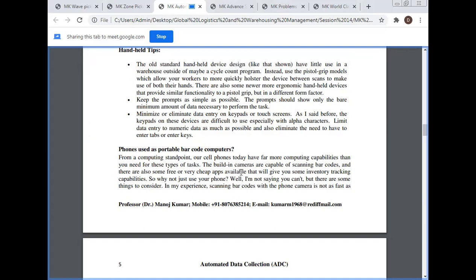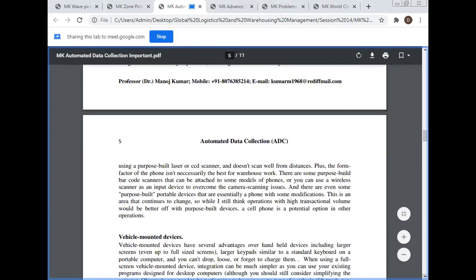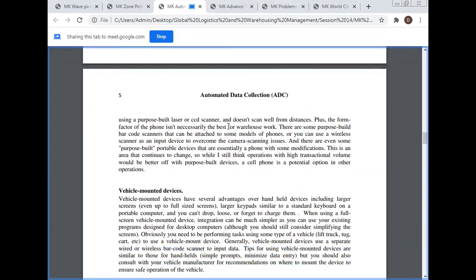Well, I am not saying you cannot, but there are some things to consider. In my experience, scanning barcodes with the phone camera is not as fast as using a purpose-built laser or CCD scanner, and it does not scan well from a distance. Plus, the form factor of the phone is not necessarily the best for warehouse work.